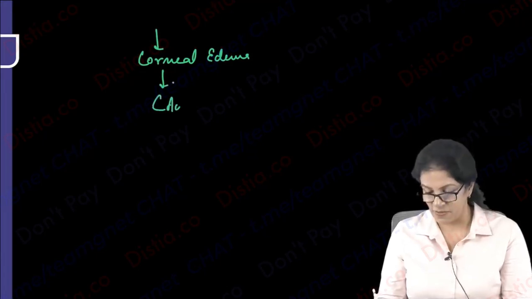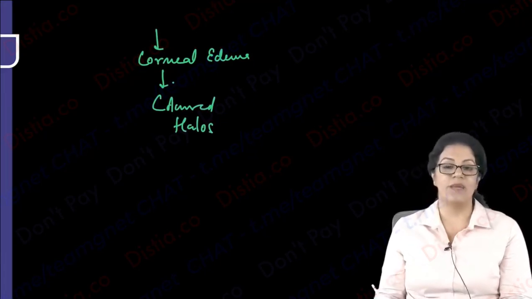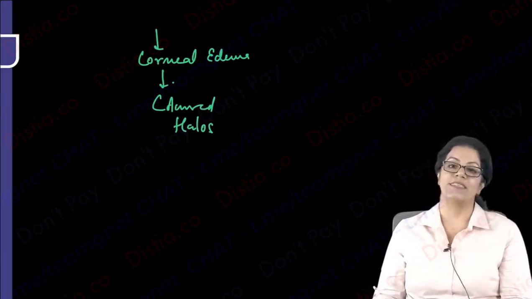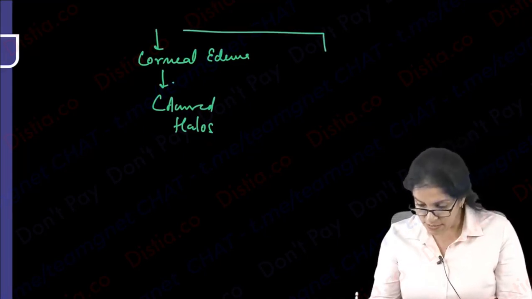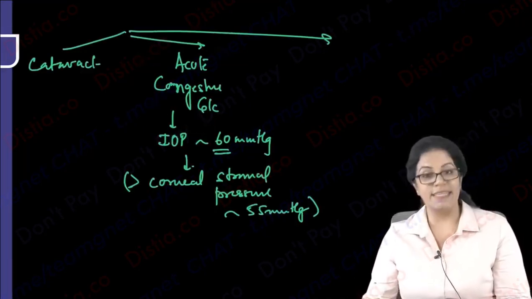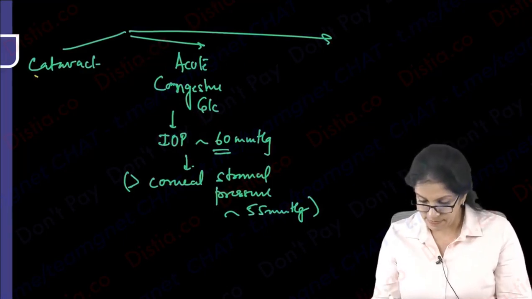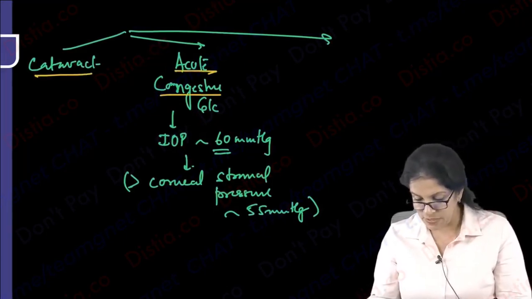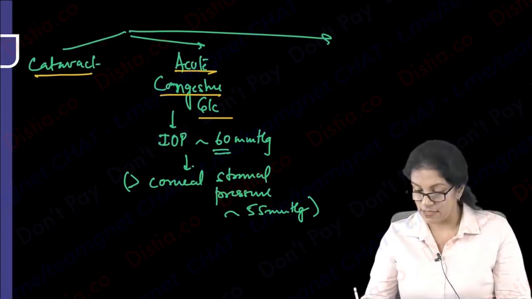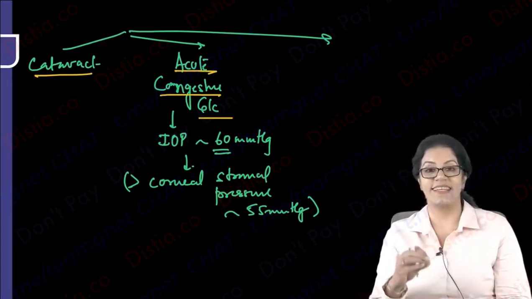leading to colored halos. So colored halos will not happen in any other type of glaucoma but in acute congestive glaucoma. Then we talk about what is the third cause. Third cause we will write here. So first is cataract, acute congestive glaucoma, and third, don't say conjunctivitis. Again, it's a wrong answer.